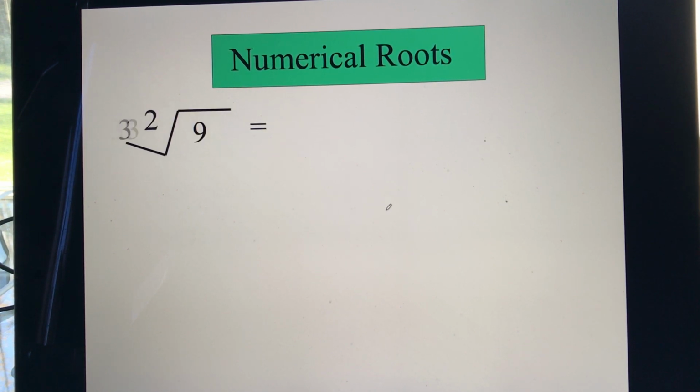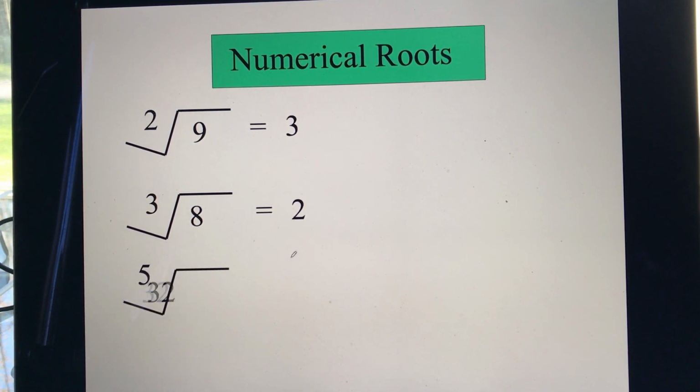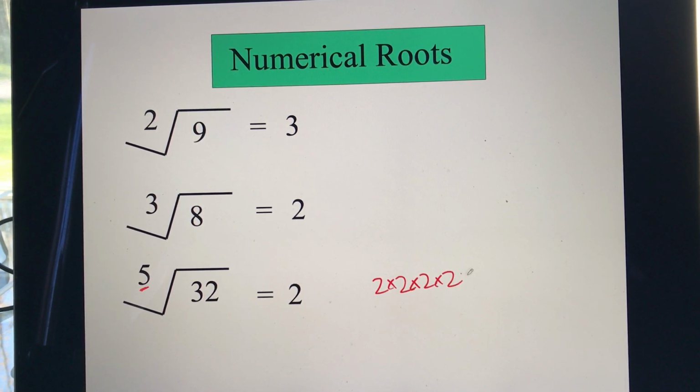So we can see some other numerical roots. The square root of 9 is 3. The third root of 8 is 2. This is saying what number do you multiply by itself 3 times to get 8? We can have higher roots, of course. The fifth root of 32 is a number that we multiply by itself 5 times to get 32. That would be 2, because 2 times 2 is 4, times 2 is 8, times 2 is 16, times 2 is 32. So the fifth root of 32 is 2.